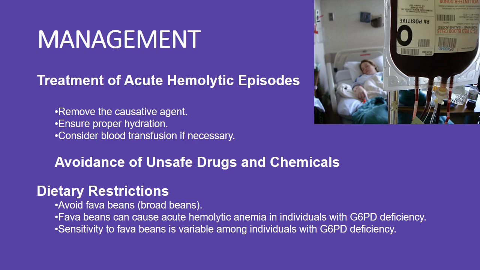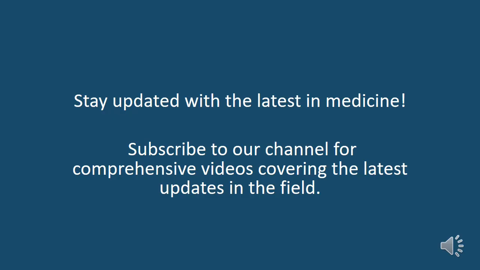Management of acute hemolytic episodes: remove the cause, identify and eliminate what's triggering the problem. Stay hydrated. Drink plenty of fluids. Consider a blood transfusion, if needed, to replace lost blood. Avoid unsafe drugs and chemicals. Dietary restrictions: avoid fava beans, broad beans. They can trigger anemia in people with G6PD deficiency. Sensitivity varies among individuals.